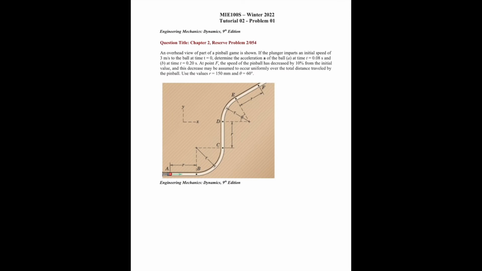Okay, so let's start with problem 1 of the tutorial. We have an overhead view of part of a pinball game, and the plunger imparts an initial speed of 3 meters per second to the ball at time t equals 0. Determine the acceleration a of the ball at time t equals 0.08 and t equals 0.2, noting that at point F, the speed of the pinball has decreased by 10% from the initial value, and this decrease may be assumed to occur uniformly over the total distance traveled by the pinball. So r is 150 millimeters and theta is 60 degrees.